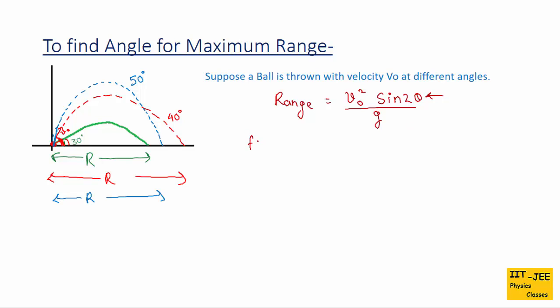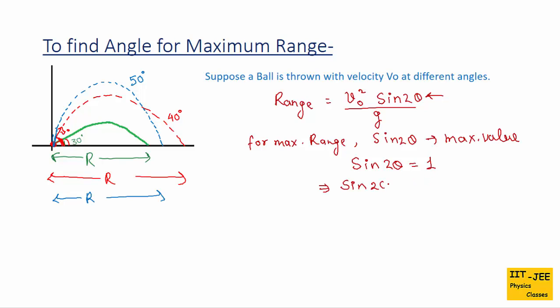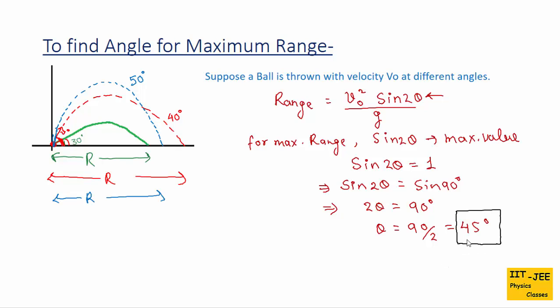So for maximum range, sin 2 theta should have the maximum value. You know the maximum value of sin is 1. So sin 2 theta should equal 1 and 1 equals sin 90 degree. So sin 2 theta equals sin 90 degree. That shows 2 theta should equal 90 degree and theta equals 90 by 2, 45 degree. 45 degree is the angle for which we will get a maximum range. This is for 45 degree.